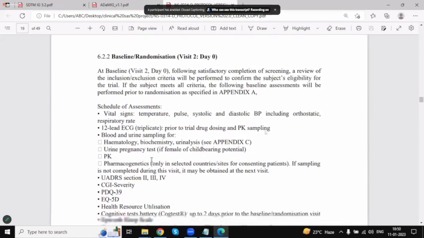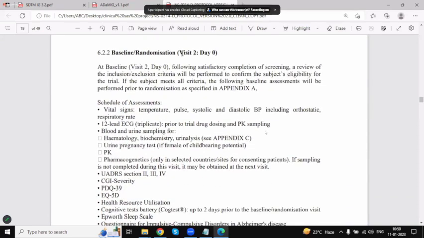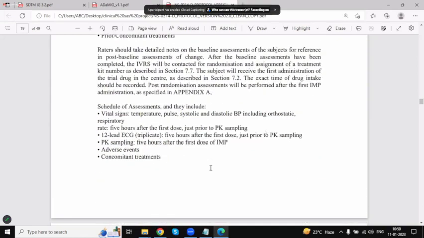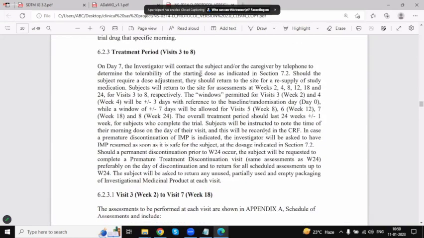Next, at baseline, the second visit, what are the tests they asked to do? Schedule of assessments: vital signs, ECG, hematology, urine test, PK, pharmacodynamics. So all these tests they asked to do. Next, when you come for the third visit, what do they ask to do?